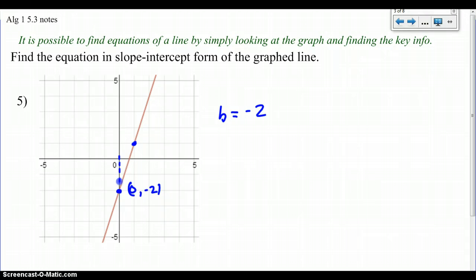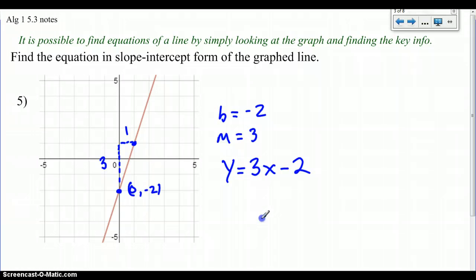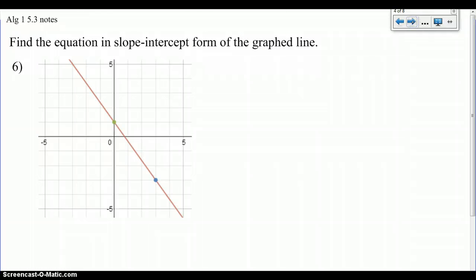And I can actually approach this a couple ways. One is just to count spaces. This is 1, 2, and 3. And this is 1. And they're both in the positive direction. So I know my slope is 3. Remember, slope is the rise over the run, or the change in y divided by the change in x. So this is positive 3, which then gives us an equation of y equals 3x minus 2. Once you find those two pieces of information, the slope and the y-intercept, these are a breeze.